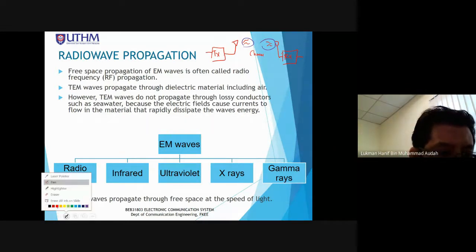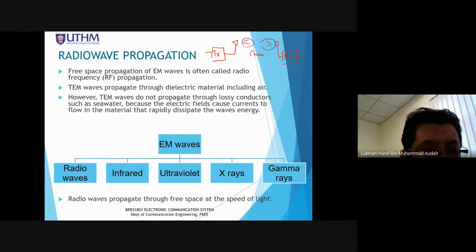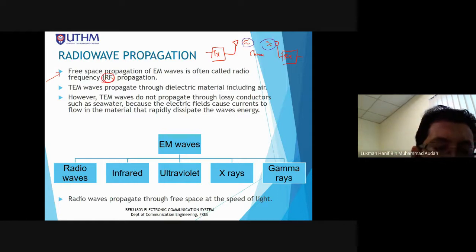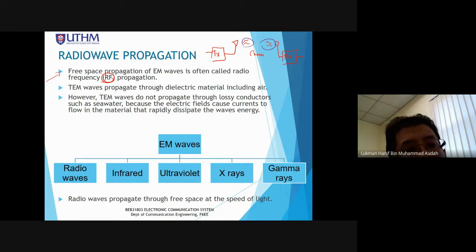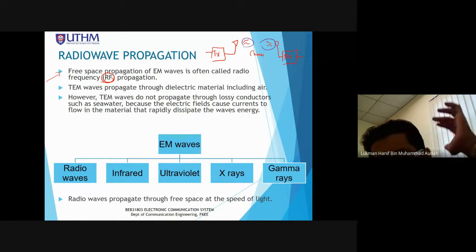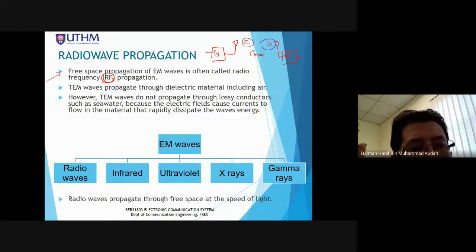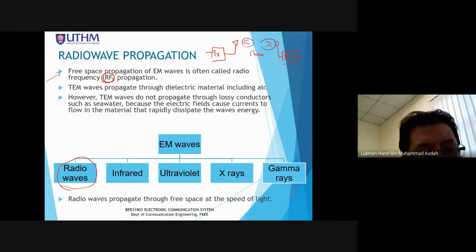If you see from here, so electromagnetic wave, free space propagation. Electromagnetic wave is often called RF, radio frequency propagation. So we commonly use the abbreviation RF, which refers to radio frequency. Radio frequency is radio waves. These radio waves range from megahertz up to several gigahertz, and beyond several gigahertz it is already in another frequency range, microwave frequencies. So EM waves are called radio waves here.